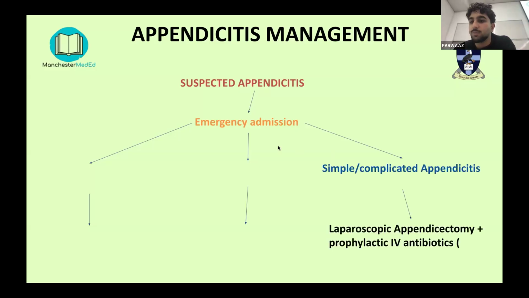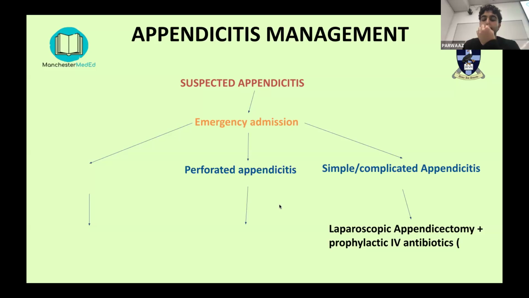Okay. And for simple or complicated appendicitis, the gold standard will always be laparoscopic appendicectomy, okay? Plus prophylactic IV antibiotics. And I think I was meant to put in which antibiotic, but I think I've forgotten, so I'm sorry. But usually, as a rule of thumb, broad spectrum antibiotics, something along the lines of co-amoxiclav and metronidazole will usually be used, okay? So some other situations in appendicitis.